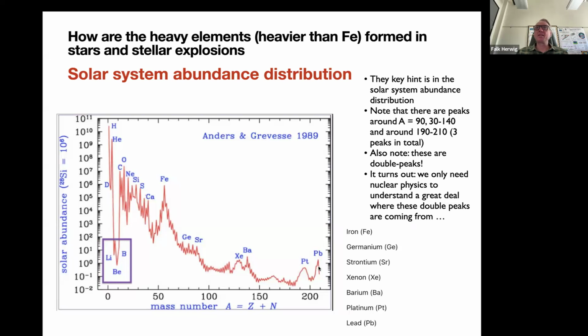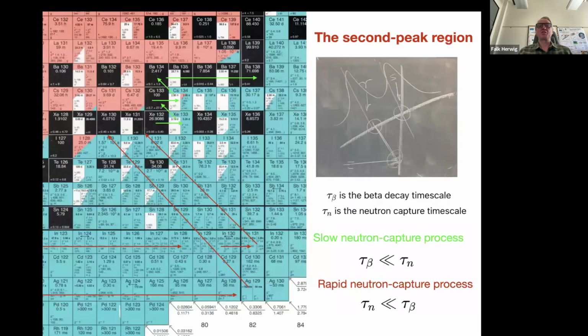piece of information which revealed, to Burbidge, Fowler, and Hoyle in the early 1950s, how these elements are made. So we know this for quite some time. And the only thing that we need to know in addition to this is a little bit of nuclear physics in the form of the chart of isotopes. Now here I have zoomed in again in another region of the chart, and I have zoomed in to one of these regions.